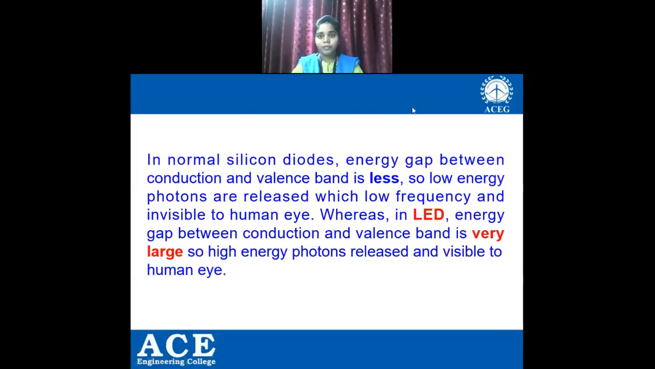Now here we can see, in normal silicon diodes, the energy gap between conduction and valence band is less. So low energy photons are released with low frequency and invisible to the human eye. Whereas in LED, the energy gap between conduction and valence band is very large, so high energy photons are released and visible to the human eye. And in LED, because of the material also, we are going to see the intensity of the light, right?